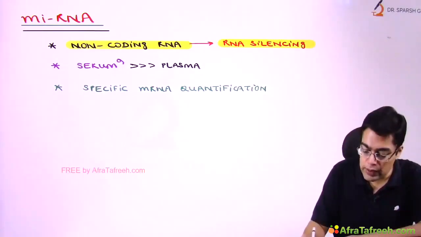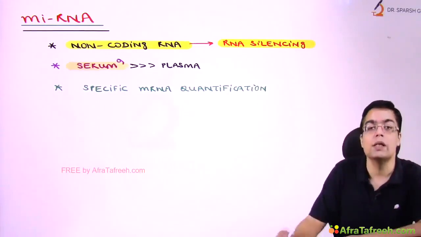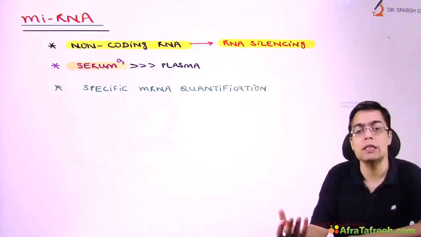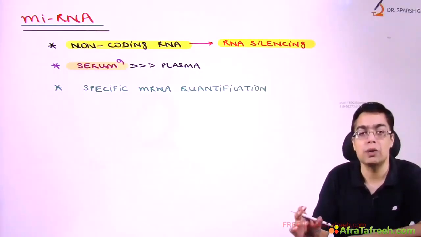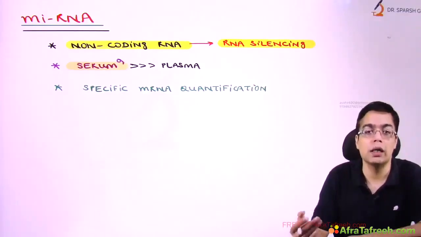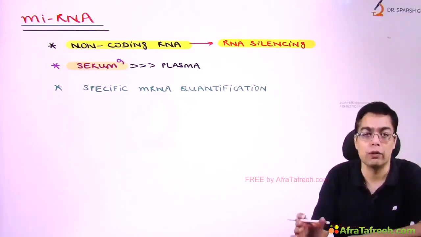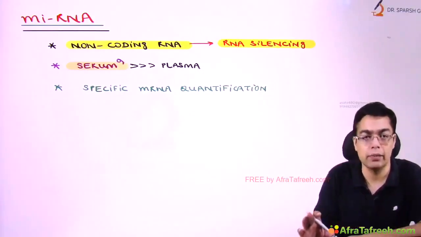Understand that the sample preferred for microRNA analysis is usually serum. Because as a concept, if you take plasma, you can have some contamination of RNA coming from the platelets at the time of coagulation. So serum is a better sample. That can be an advanced question.